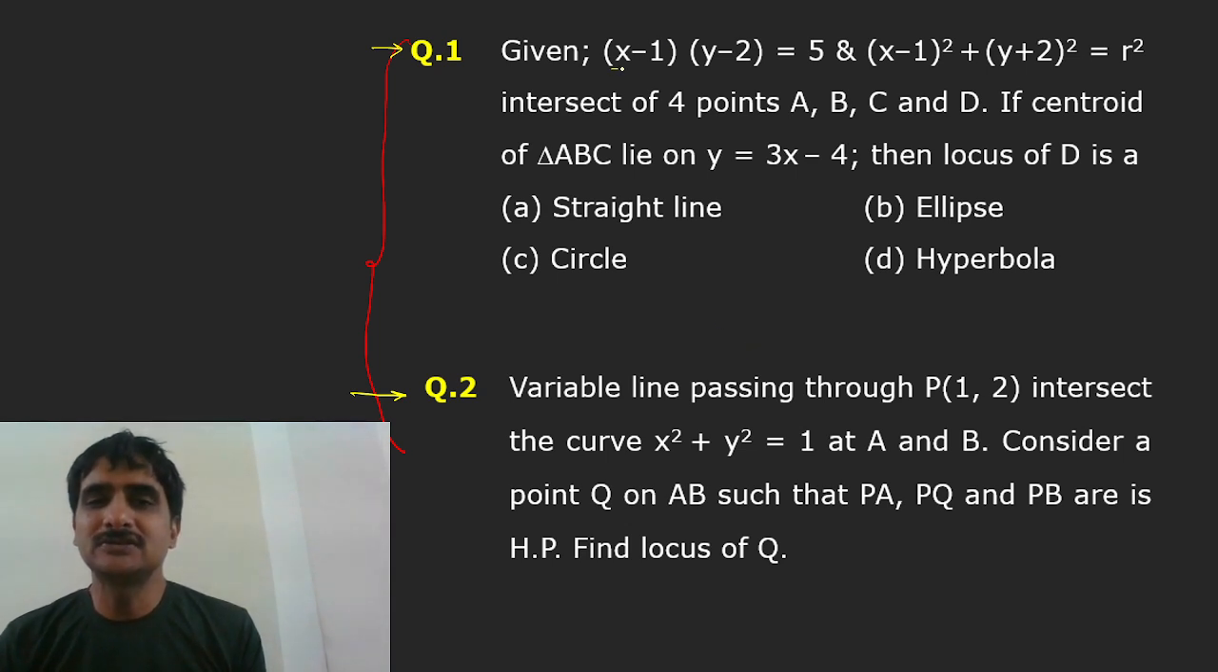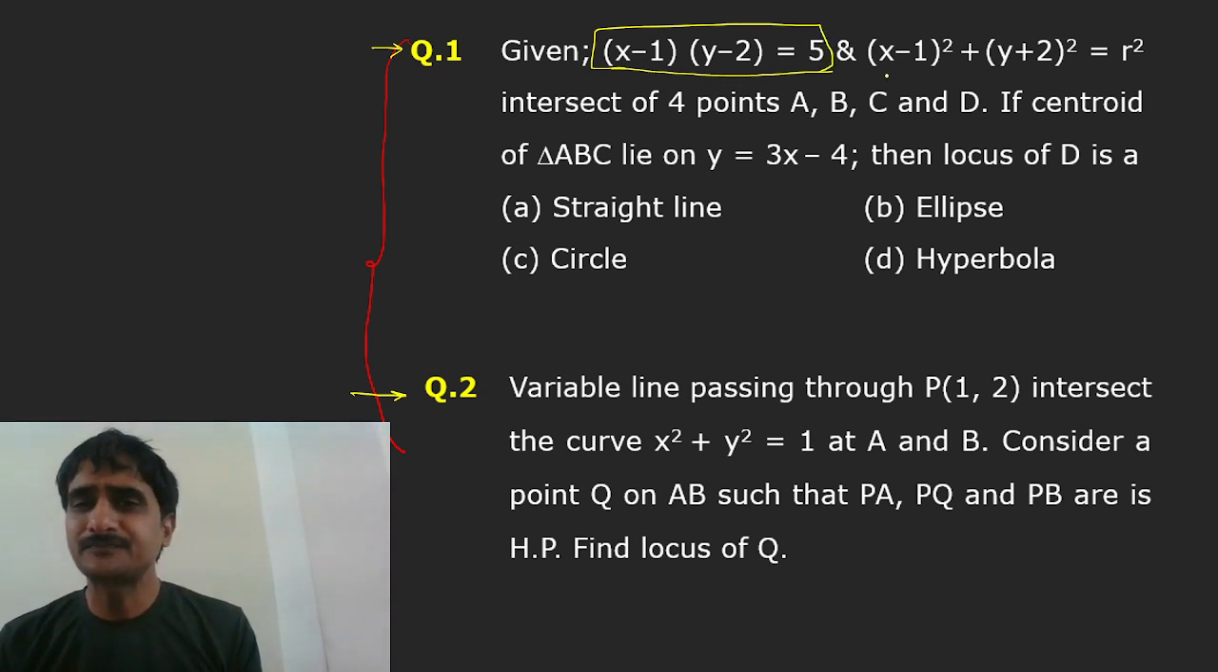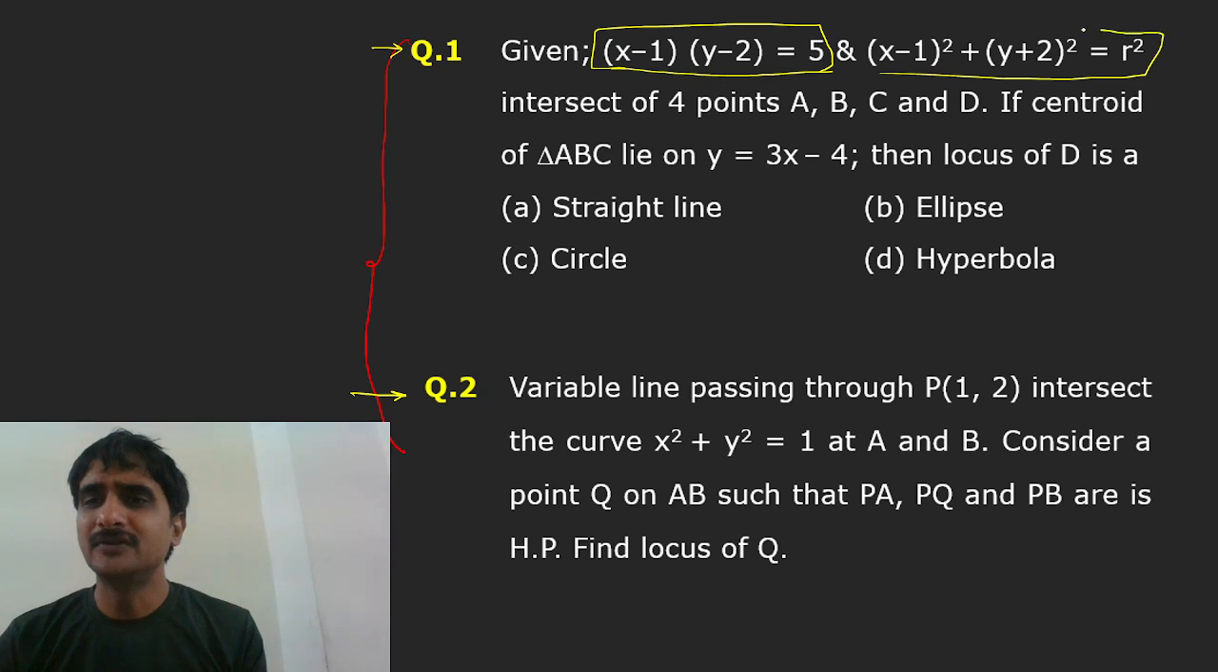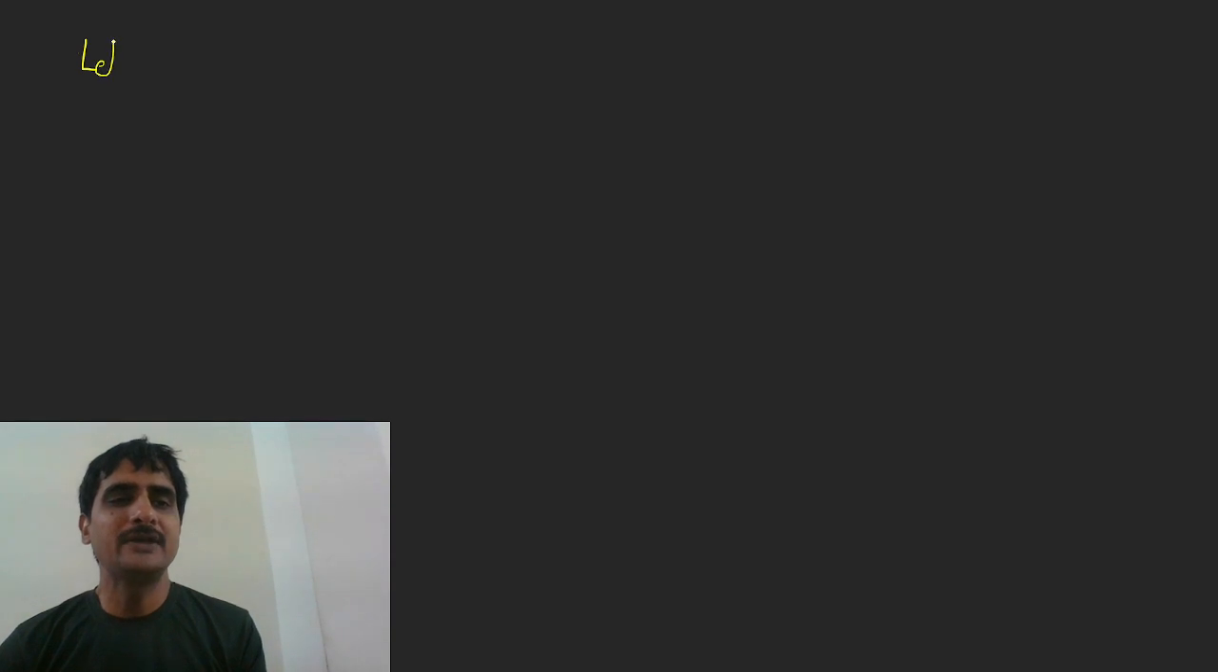The first question is, given these two equations, which curve is this, बच्चों? This is a rectangular hyperbola whose center is (1, 2). And this curve is a circle with variable radius, and they intersect at 4 points A, B, C and D. If the centroid of triangle ABC lies on this line, then the locus of D is. Okay, so let's start. See, how did I approach it?